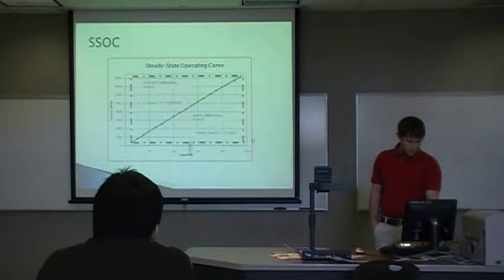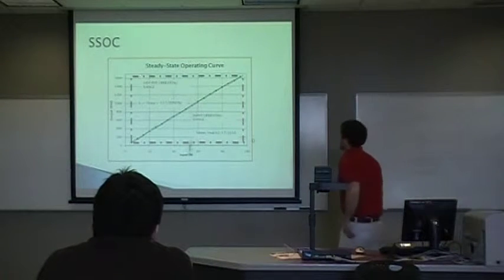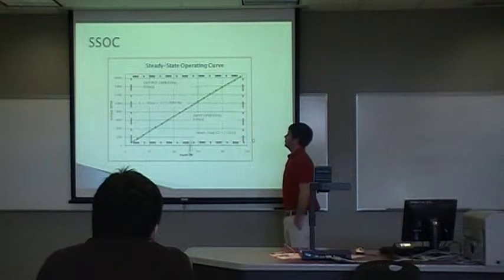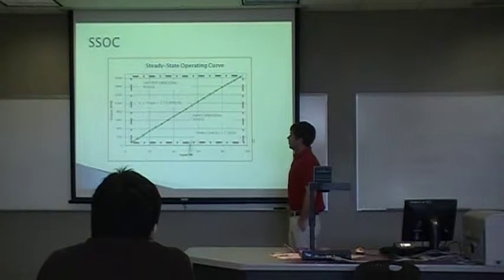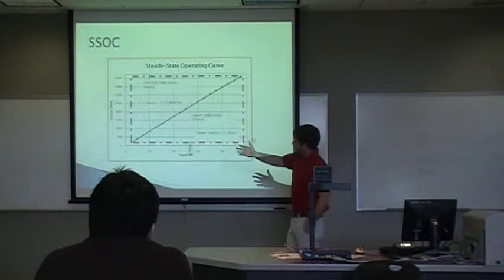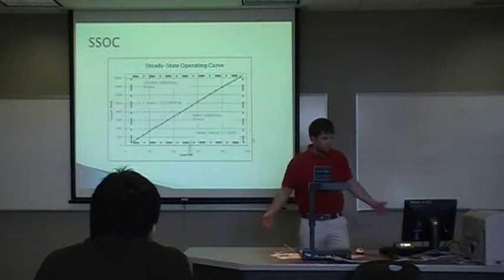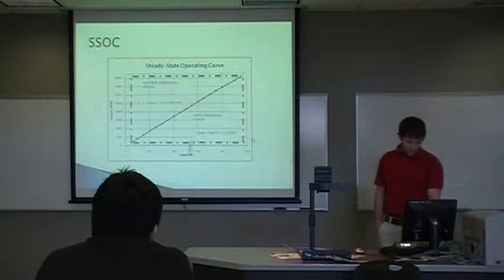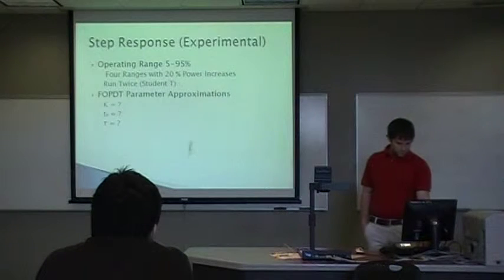Having taken the average of all the outputs and graphing them against the corresponding constant inputs, this gave us the steady state operating curve. As you can see, it's a constant slope. Since we're graphing output versus input, the slope is equal to the gain. For our experiment, that was 17.5 RPM per percent.